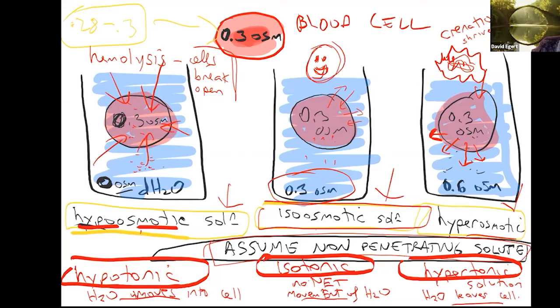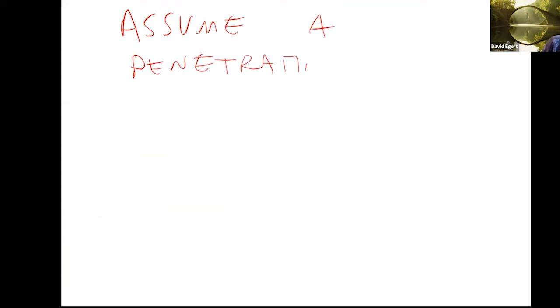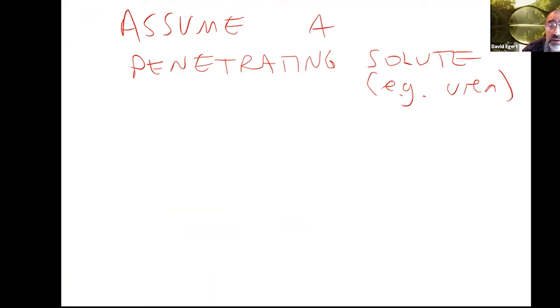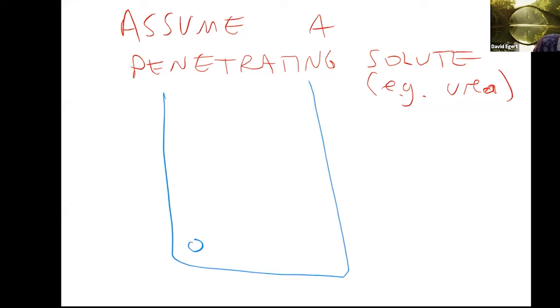I'll show you the reason why it's not always true though. Assume a penetrating solute, for example, urea. Urea is small enough that it can cross the cell membrane without any help. So I'm going to take 0.3 osmolar urea. So this is an isoosmotic urea solution.